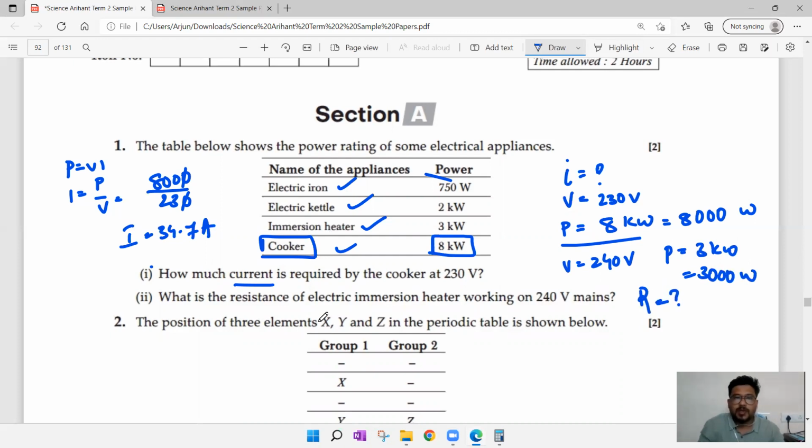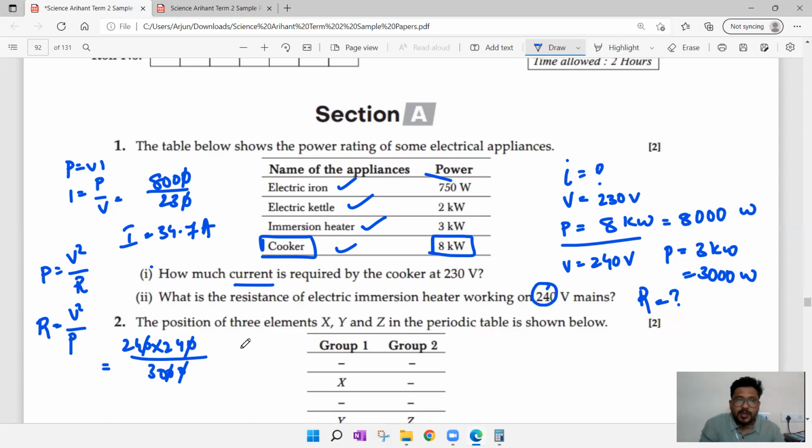Now we should have a formula which gives the relation among V, P and R, and we have the formula P is equal to V square by R. I think you know how we got this P is equal to V square by R. In the last lecture also I discussed this. From this, R is equal to V square by P. So the V value is 240 here. So 240 multiplied with 240 by power rating 3000.